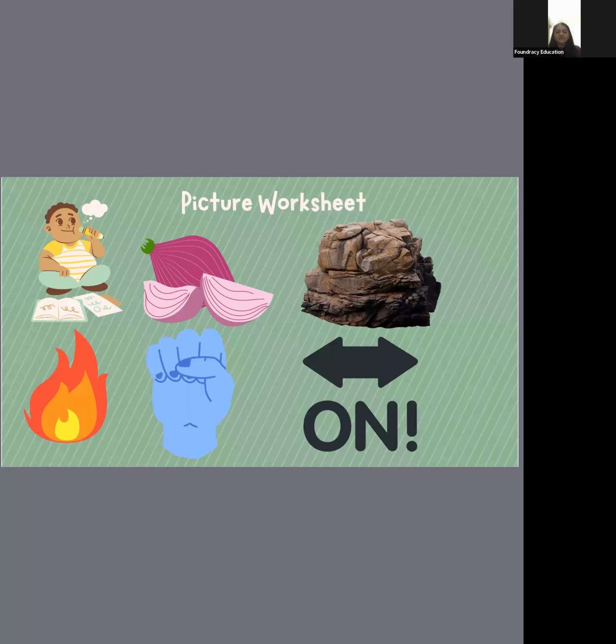Now this is the picture worksheet, with the same words as you said. The idea is that we show these pictures and let kids identify them and say them in the extended and the blended format. For example, this is onion. Similarly, this is rock. Now this is hot. This is got. And this is on. We are just trying to tell them that the o sound comes somewhere in these pictures, at some place.